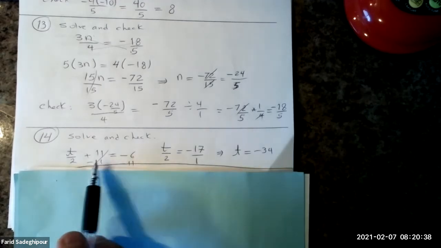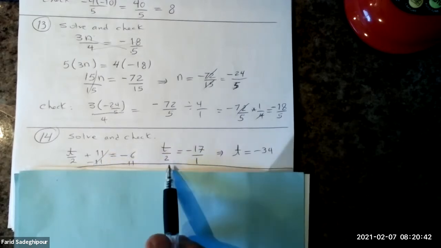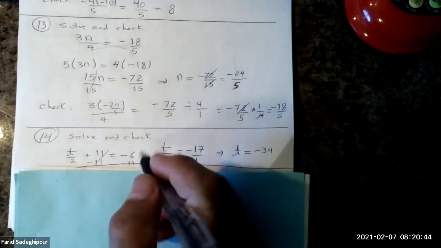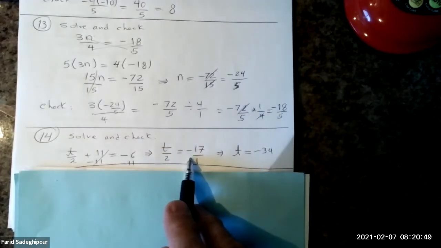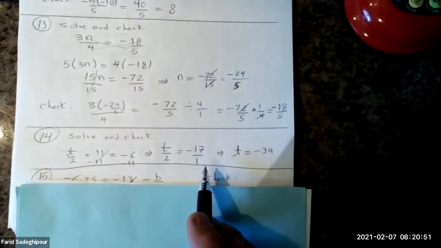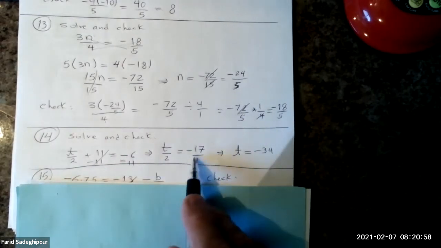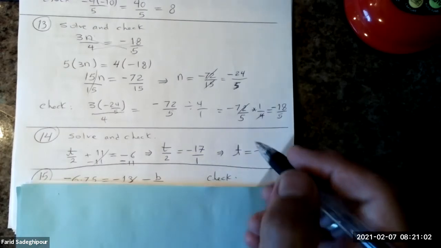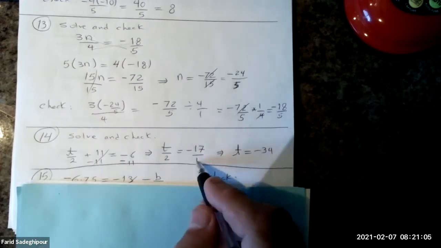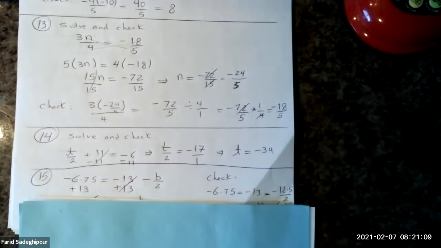T over 2 plus 11 is minus 8. What you do is you subtract 11 first. So now you have T over 2. Now you have T over 2 is minus 17 over 1. Cross multiplications: so you have T times 1 is just T. Negative 17 times 2 is negative 34.